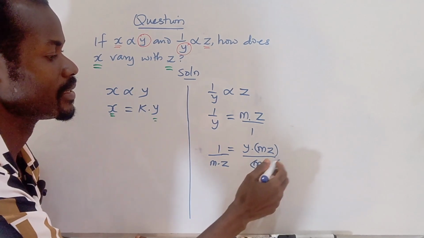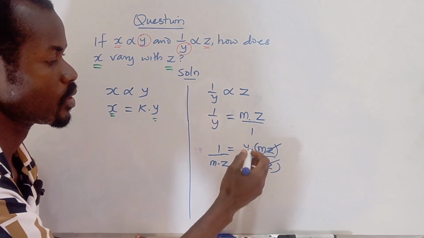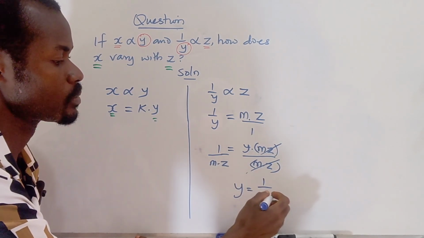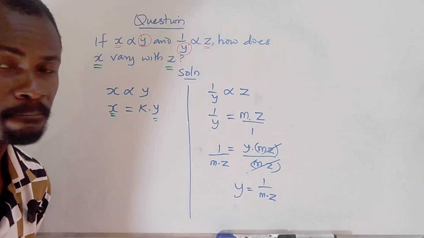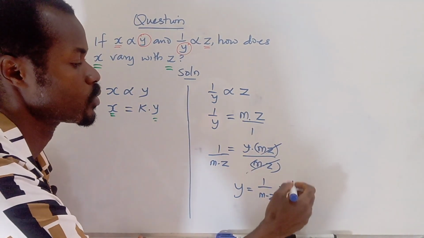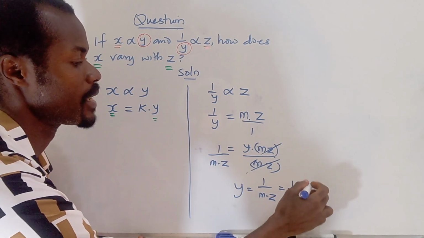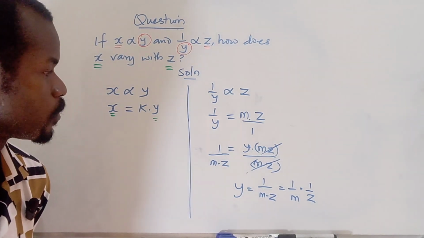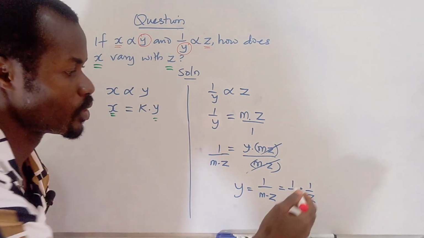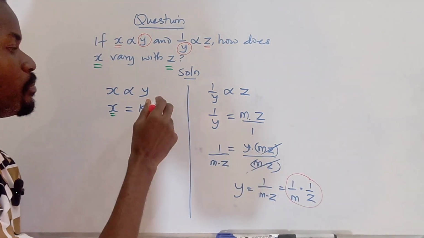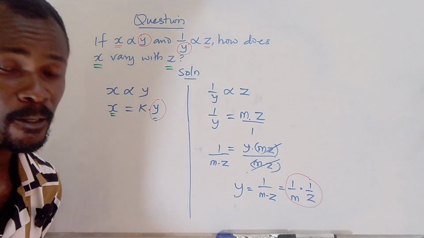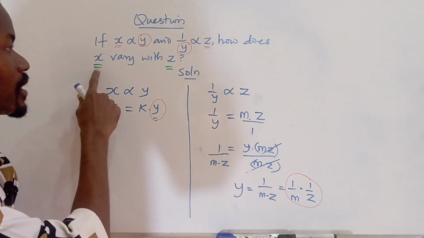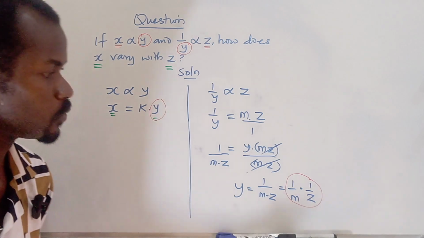So you see that this is going to cancel this, so we are left with just y, which is equals to 1 over n multiplied by z. You can also write this as 1 over n multiplied by 1 over z. Now that we have gotten that, all we need to do is carry this value and put in place of y here, so that y is off in this expression and we're left with just x and z. So let's do that.